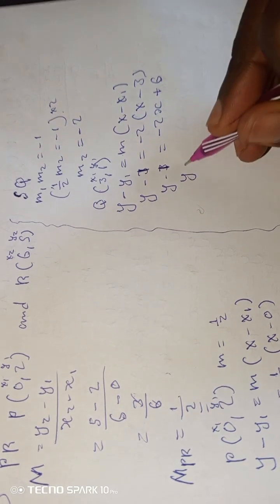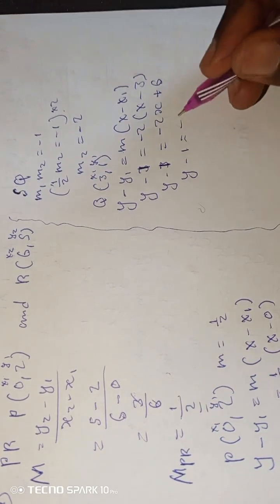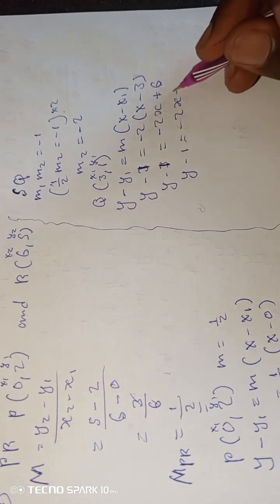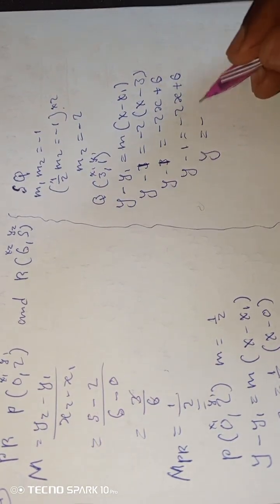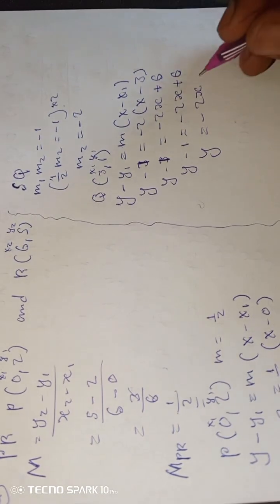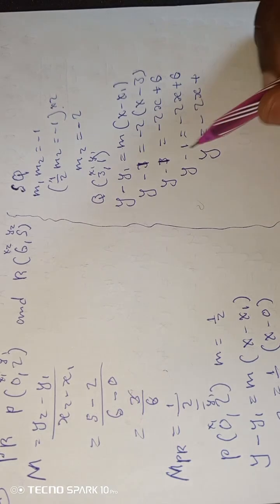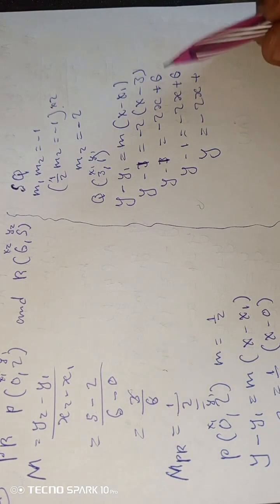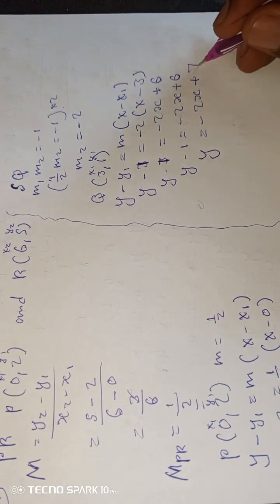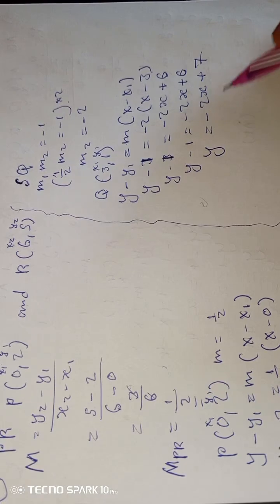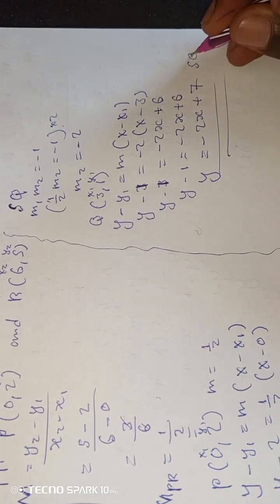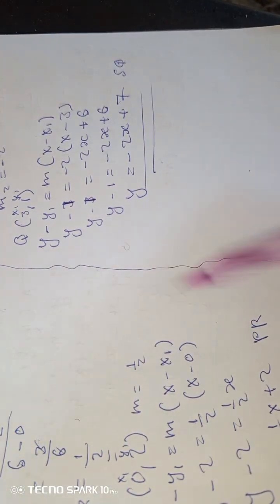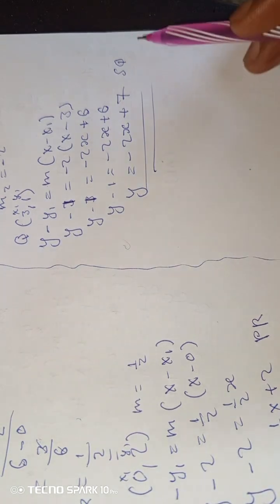So here you have y minus 1 equals negative 2x plus 6. So here it will be y equals negative 2x plus, when this negative 1 goes to the other side, it becomes positive. So 6 plus 1 is 7. So this is the equation for SQ. So now let's find the intersection of this equation PR and the SQ.